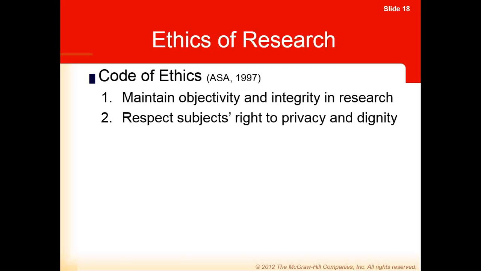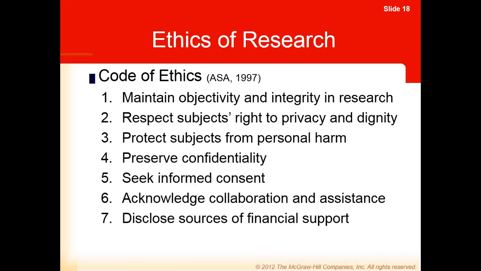When we look at the American Sociological Association's Code of Ethics from 1977, we see a number of things here. Maintain objectivity and integrity in research. We need to practice sociology, as Max Weber said, with a value-neutral approach, where we do not allow our personal attitudes to influence or bias our research findings. We have to respect our subjects' right to privacy and dignity. We have to protect subjects from personal harm, preserve confidentiality, seek informed consent, acknowledge collaboration and assistance, and disclose sources of financial support. All of this is necessary for research to be what you would call ethical research.